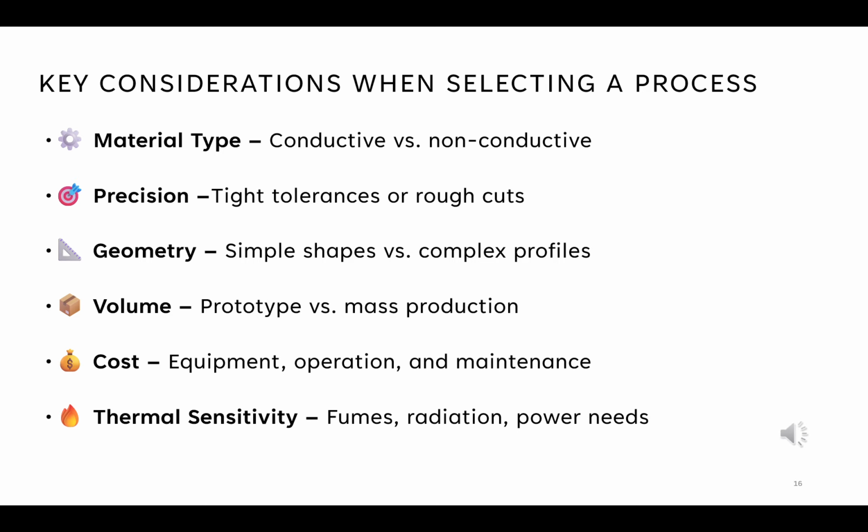Production volume is another factor. High-speed options like PAM are ideal for batch production, while EDM is better for low-volume, high-precision parts. Finally, think about cost, energy use, and safety. EBM has high setup costs and X-ray hazards, while PAM produces fumes and requires good ventilation. The right process depends on balancing all of these factors for your specific job.